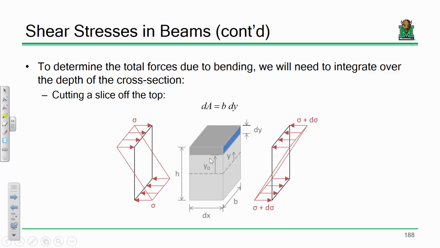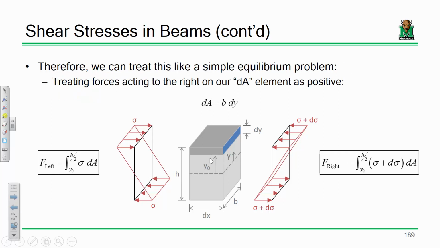All right? We're going to determine the total forces in bending. We need to integrate across the depth of the section. Okay? So I'm going to cut a little bit of a slice off the top of that beam. So here's my little element, and I'm going to cut myself a little slice off. Now, everybody agree that that little shaded area is however wide the beam is times however thick that slice is? Everybody okay with that?